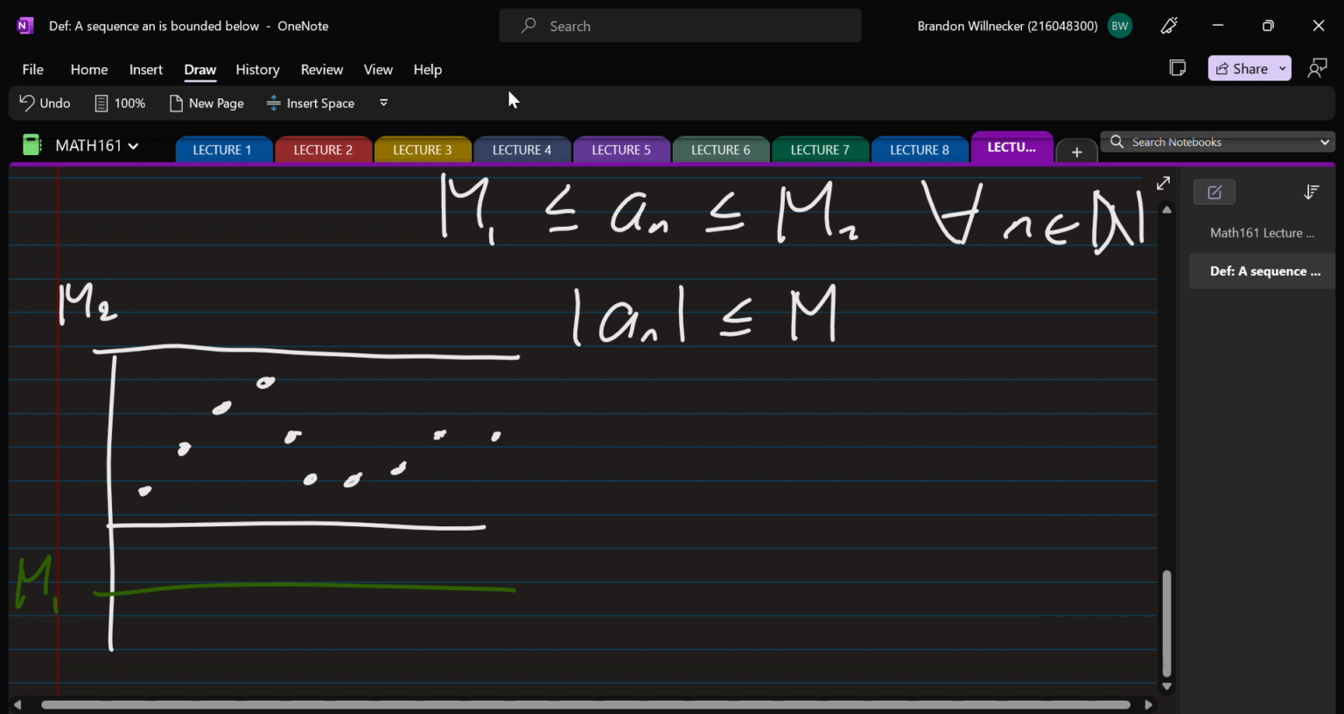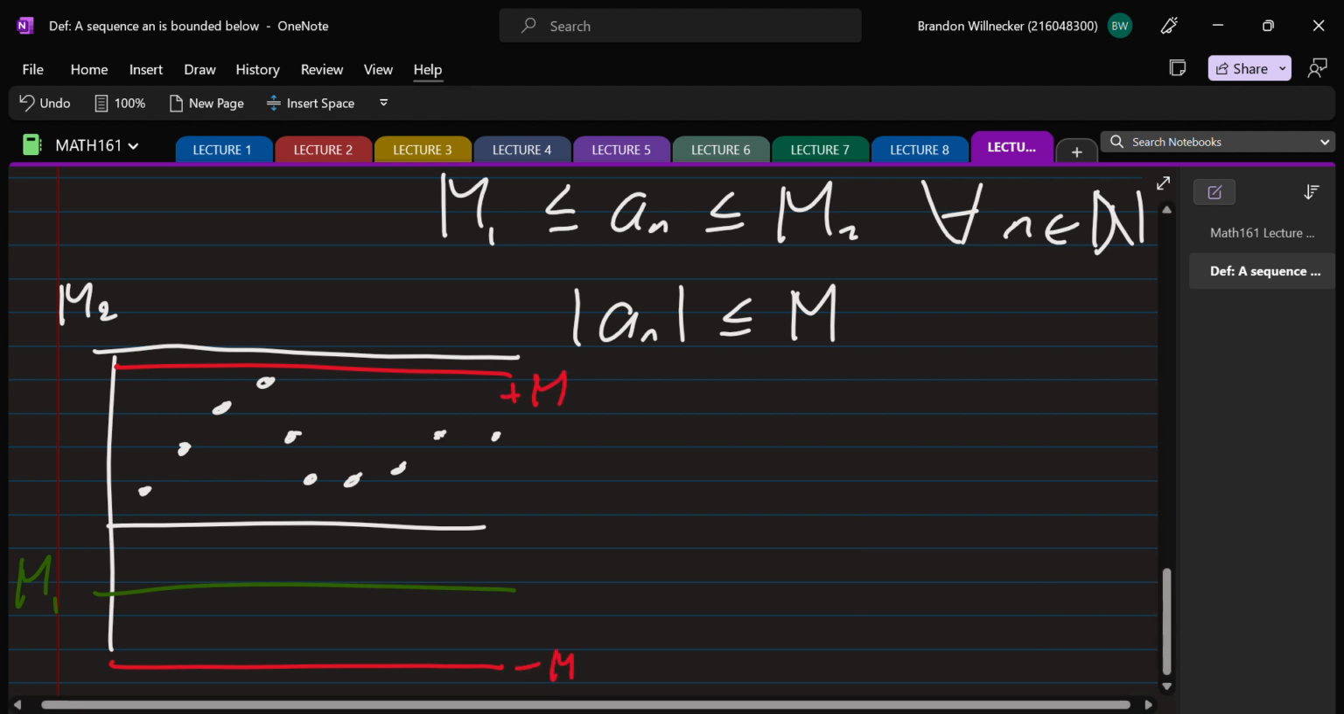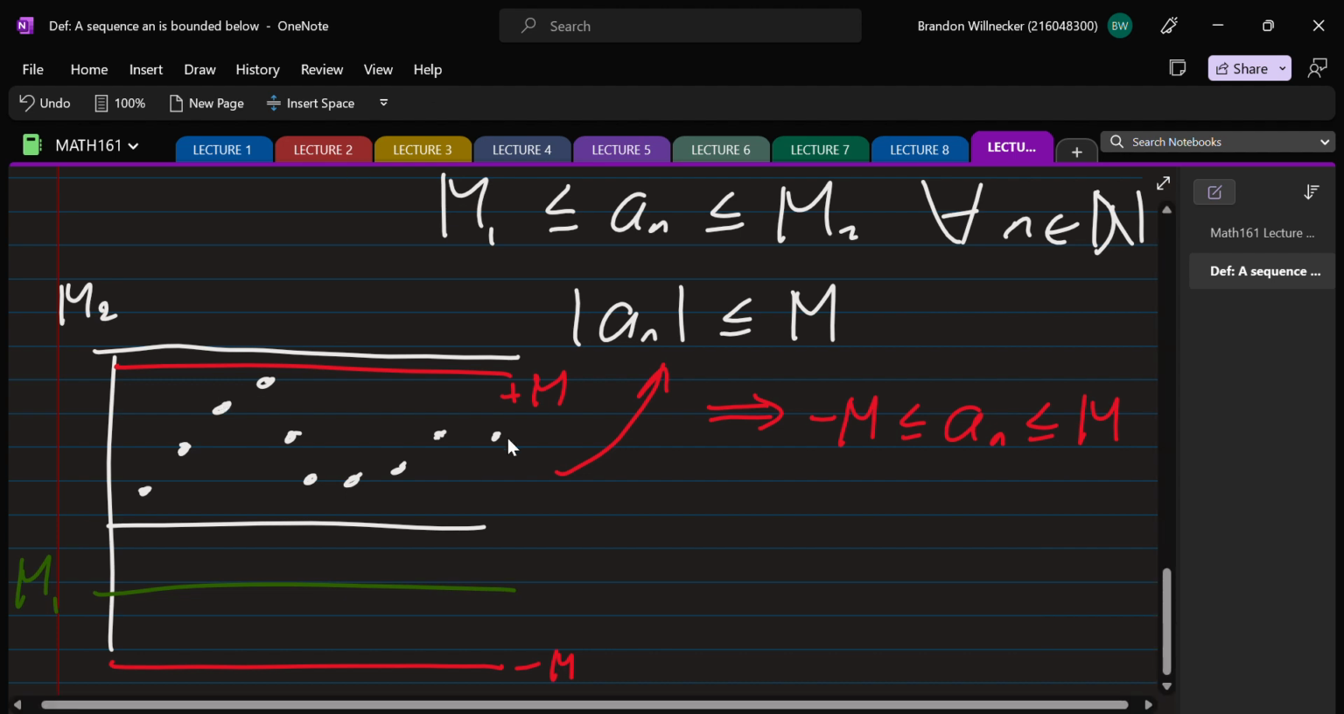So we have one value M, let's say over there. So that's positive M above, and we can have negative M below. So that's positive M and negative M. And we see that this value of M is big enough so that the entire sequence lies between minus M and plus M. That's exactly what we have here. So this is equivalent to minus M is less than or equal to a_n is less than or equal to M. As long as we have some M that's big enough so that the sequence lies between the two values, then we say it's bounded.